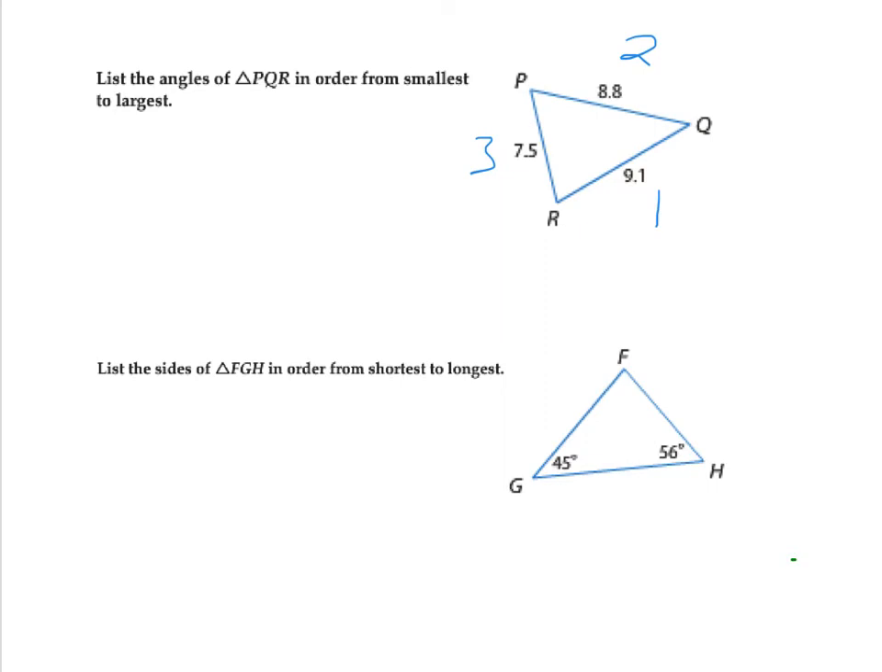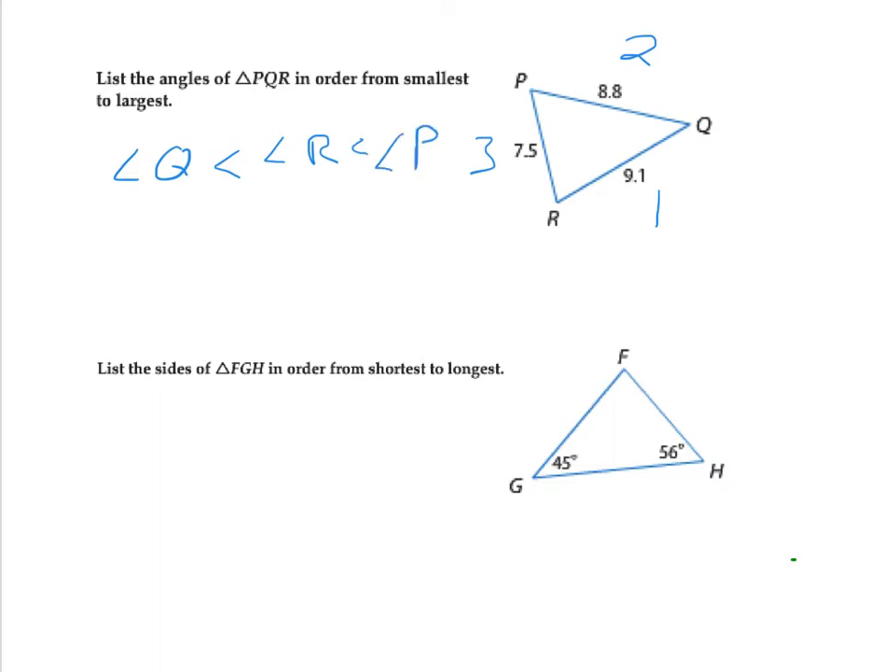So in order, actually from smallest to largest, is going to be angle Q, that's opposite the smallest side, is less than angle R, and that's less than the next angle, which is angle P.